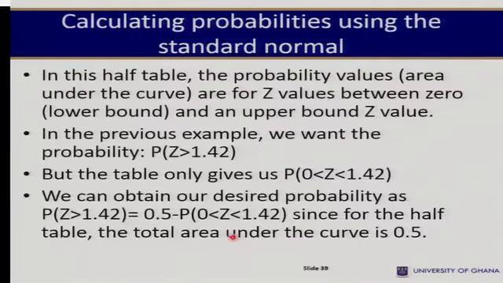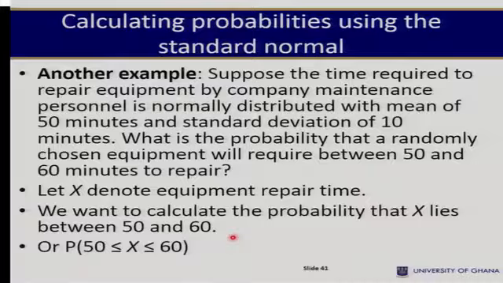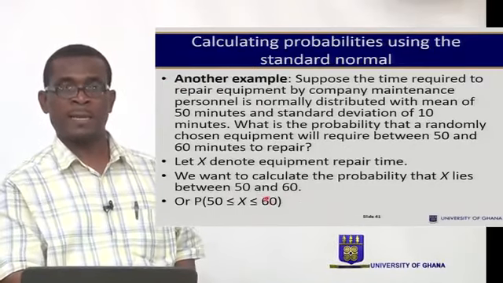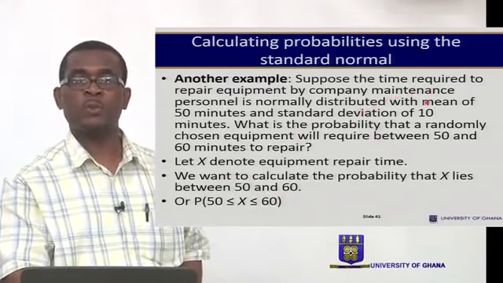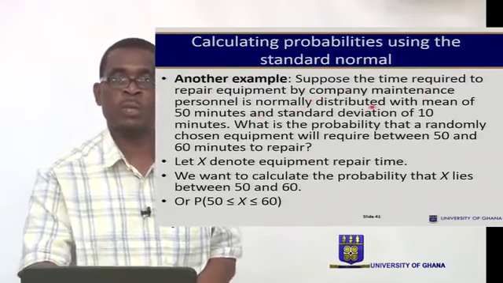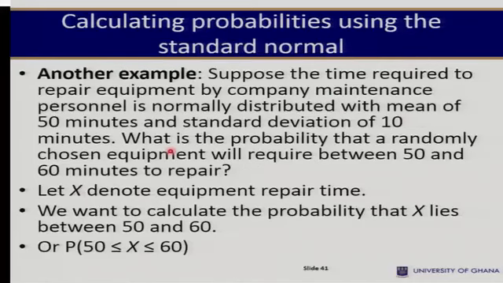Now let's move on because we don't have a lot of time, and I've solved quite a number of examples, and you will see how to read it. I'll illustrate. So let's take another example. This question says that suppose the time required to repair equipment by company maintenance personnel is normally distributed with a mean of 50 minutes and standard deviation of 10 minutes. What is the probability that a randomly chosen equipment will require between 50 and 60 minutes to repair?